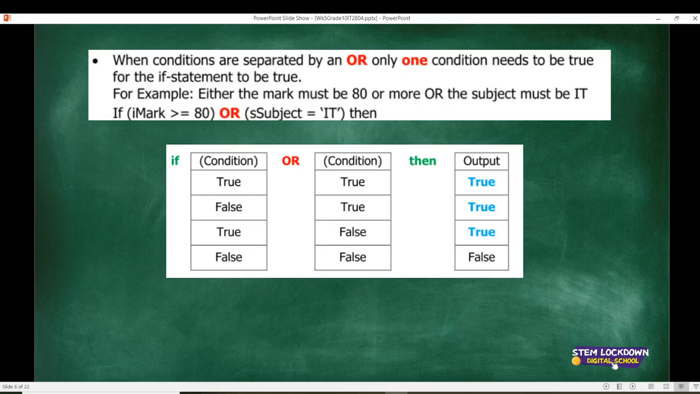That means the person can take any subject and have a mark greater than or equal to 80, or they can take IT and have a mark of anything. So that's the difference between and and or. If you look at your truth table here, you can see that if both are true, it's true. If only one of them is true, it's true. If the other one is true, it's true. The only time it is false is if both are false. Okay, so you need to be aware of that when compiling your statements with multiple conditions.